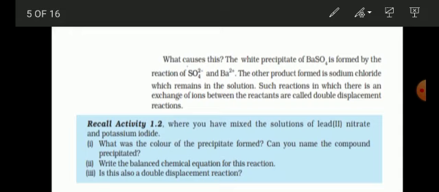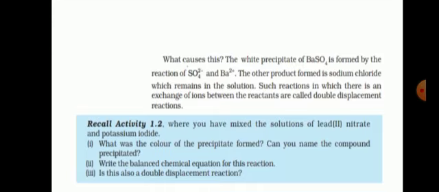Now let us see what causes this. So what actually makes a precipitate? The white precipitate, that is your barium sulfate. Precipitate in the sense it should be solid in state. Remember that precipitates are always solid. So the white precipitate of barium sulfate is formed by the reaction of SO4 2- and Ba2+. So it is formed due to the reaction of your sulfate and your barium, that is SO4 2- and Ba2+.